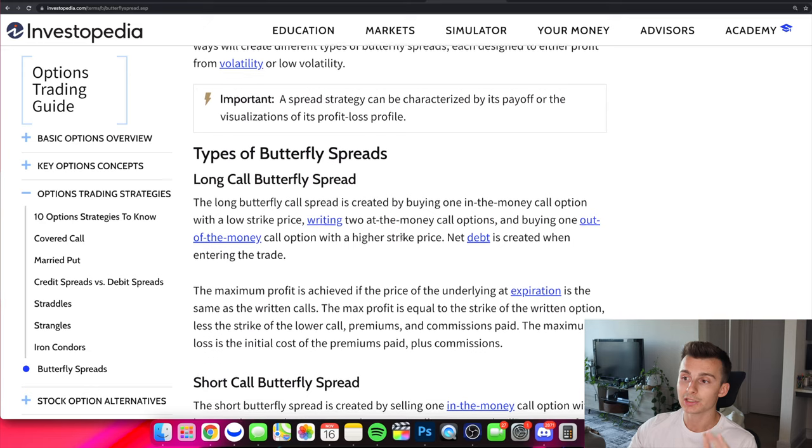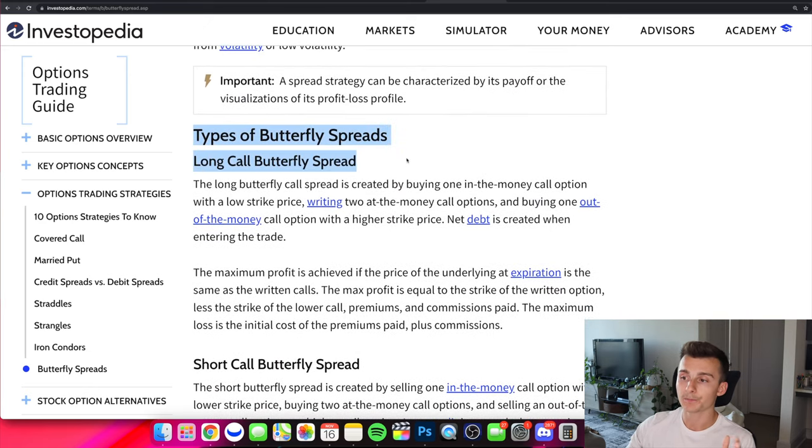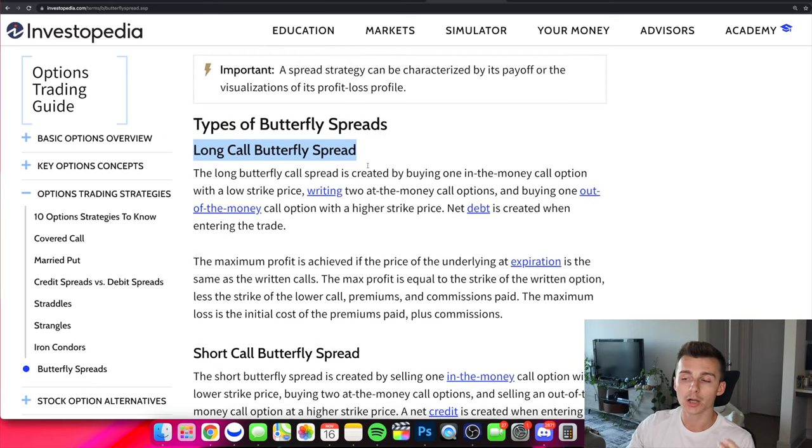Let us dive into the different types of butterfly spreads, because on the surface we can talk about them, but we need to dive into each one because they are different. So the long call butterfly spread. What does this mean? This means we are going to be buying calls, long calls. That's the base, or the core, of this strategy.